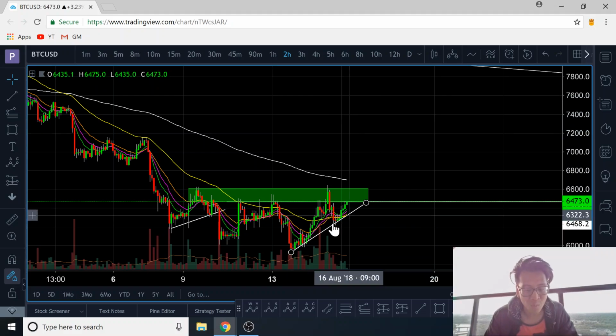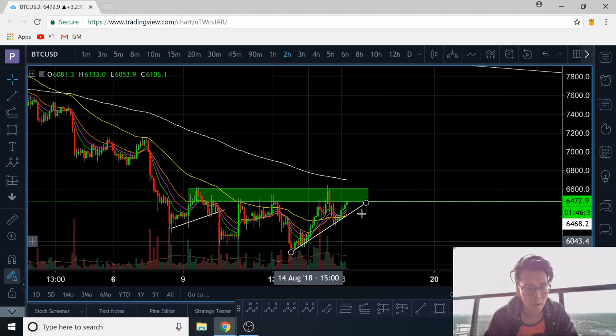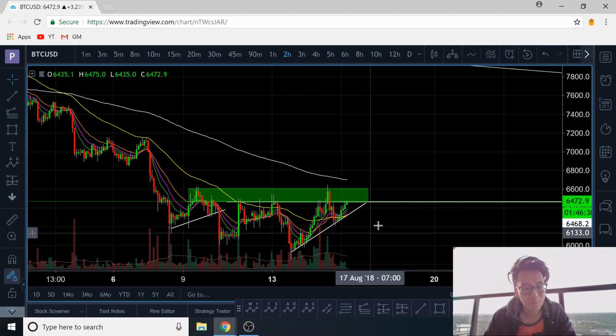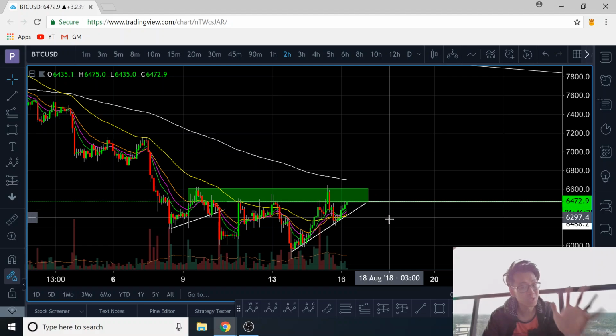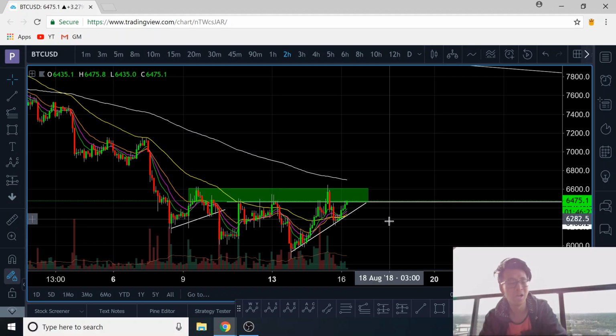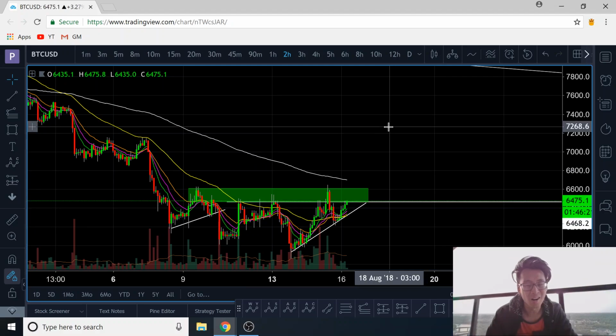If we break down outside of this symmetric triangle going upwards, guys, that's where I'll be more bearish and I would look for, first of all, support around 6,200, and then we'll have to see what we can do from there on. So I'll keep you guys updated throughout the day like I always do.